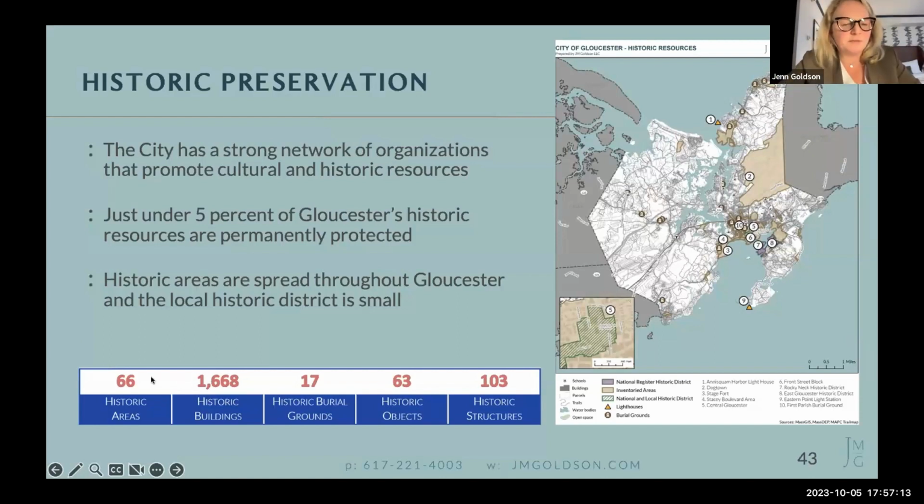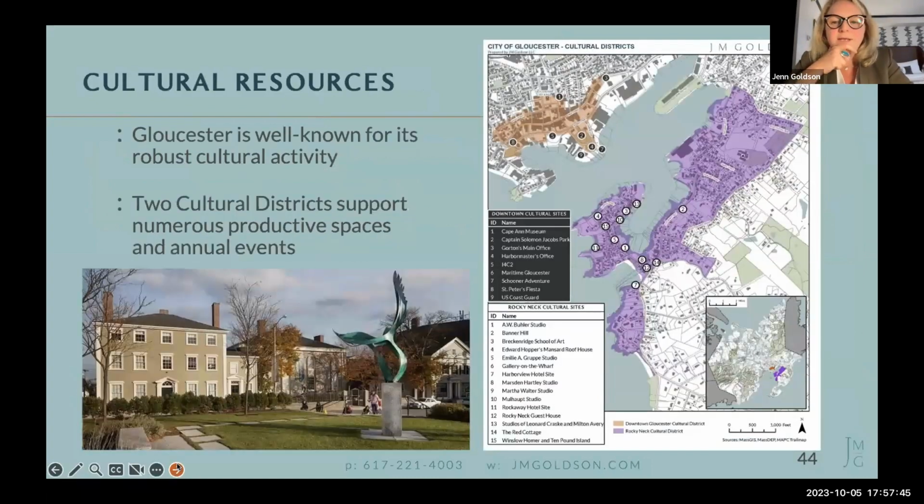And you can see we've gathered some metrics here too. How many historic areas do you have? How many historic buildings? How many historic burial grounds, etc. Another thing we just wanted to point out is that you also have about 20 houses that were built either in the year 1700 or before, in the 17th century, which is quite unique. But none of those houses are protected by the local historic district. They're all outside of the local historic district. So just a few things to point out in historic preservation. And then looking at cultural resources, really Gloucester is so well known for robust cultural activity.